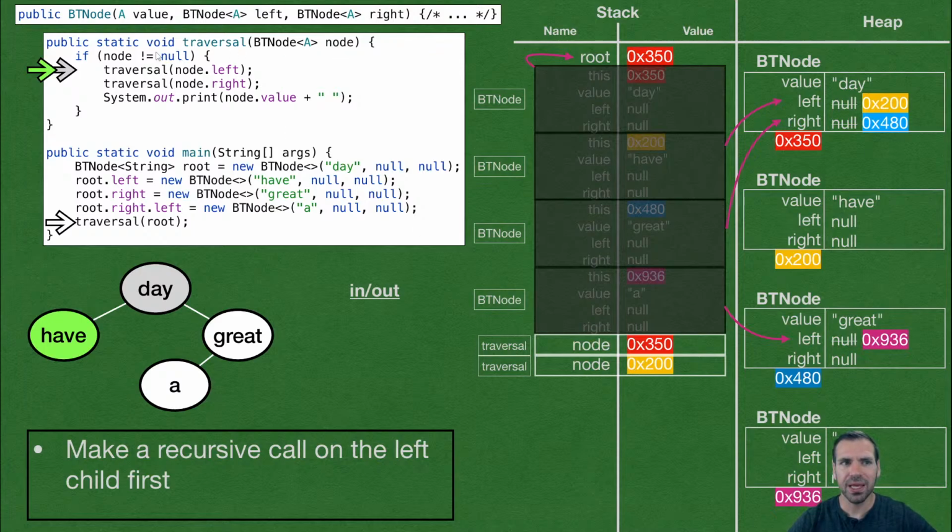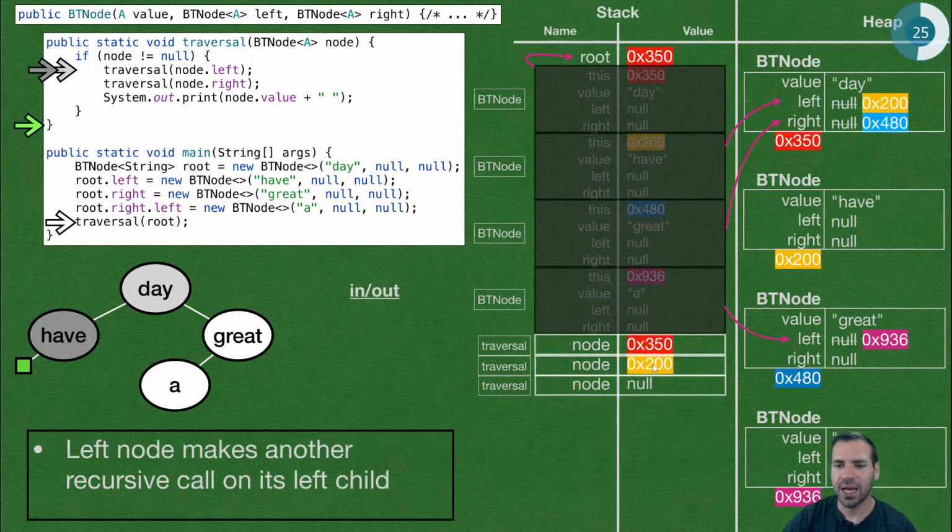It's going to do the same thing. Node is not null, so make the left recursive call. Node.left is null, so we're going to make a recursive call where node equals null. Since node is not null is false, because node is null, we skip the conditional code. We skip this code block. This is our base case.